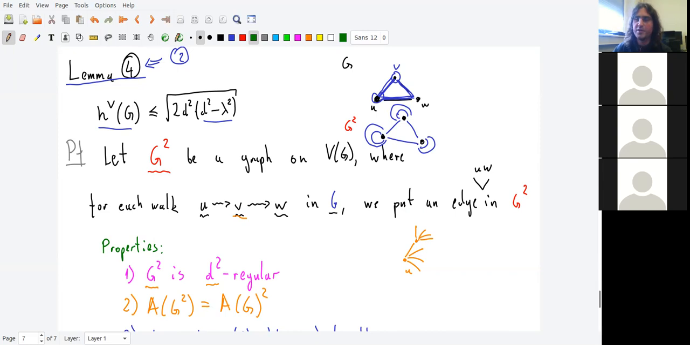Can I interrupt you with a question? Yes. So we do not have a double edge between U and W and so on? No, we do not have a double edge between U and W. So for every undirected walk like that, we put one edge. In the adjacency matrix, there will be one entry corresponding to U being adjacent to W, and another entry corresponding to W being adjacent to U. Is this clear?